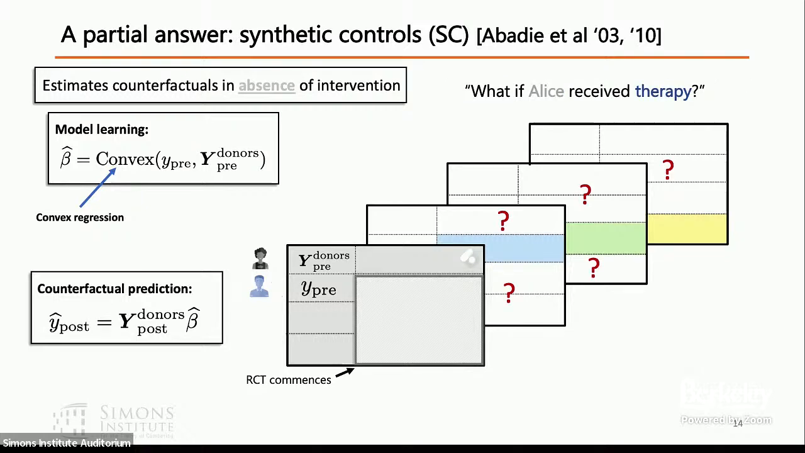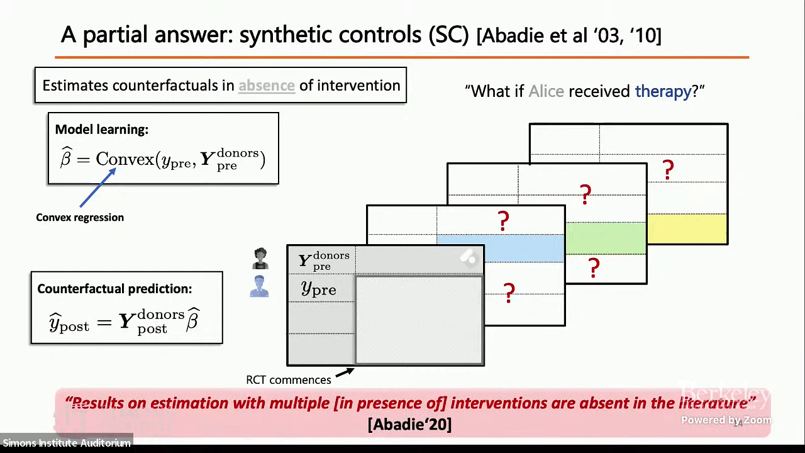But what synthetic controls can't answer for you is, for example, what if Alice got therapy? All the parts of this tensor that have a question mark on top of them cannot be answered by synthetic controls. Indeed, Abadie himself says in his 2020 review paper in JEL that results in estimation with multiple interventions are absent in the literature.